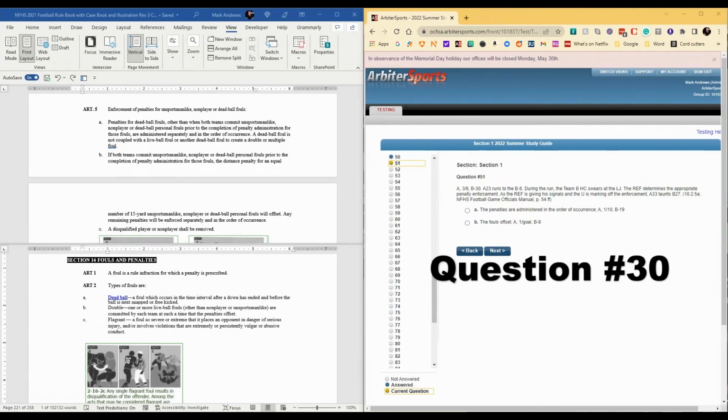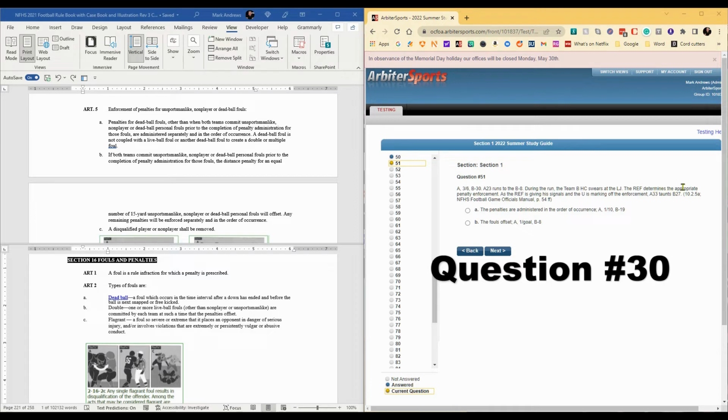Okay, question 51. I'm almost afraid to give you guys this one, but here we go. A 3rd and 6 at the B 30. A 23 runs to the B 8. Okay, I got a first down. During the run, Team B's head coach swears at that poor line judge again.